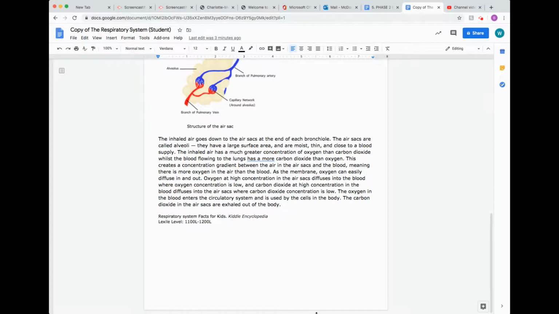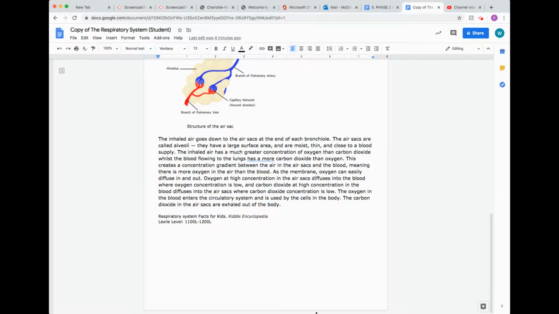The inhaled air goes down to the air sacs at the end of each bronchiole. The air sacs are called alveoli. They have a large surface area. They are moist, thin, and close to a blood supply. The inhaled air has a much greater concentration of oxygen than carbon dioxide, while the blood flowing to the lungs has more carbon dioxide than oxygen.